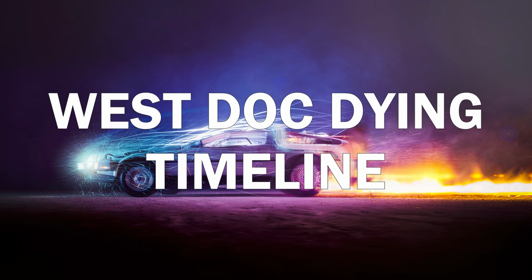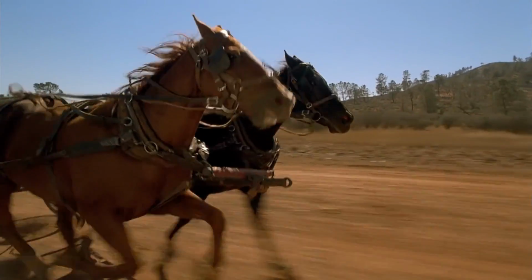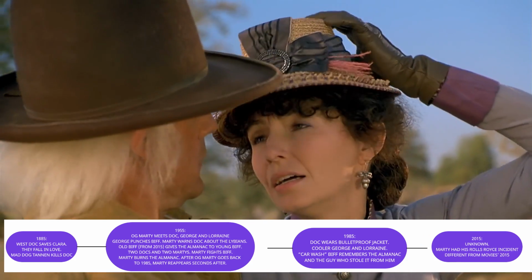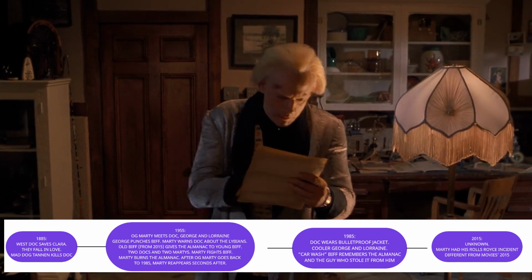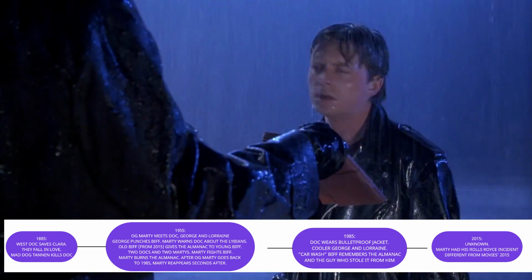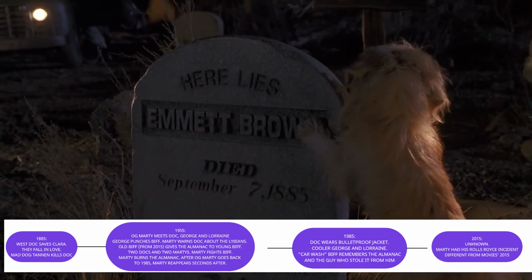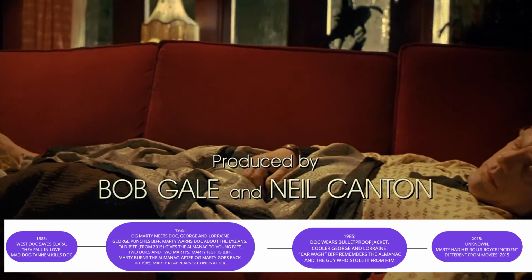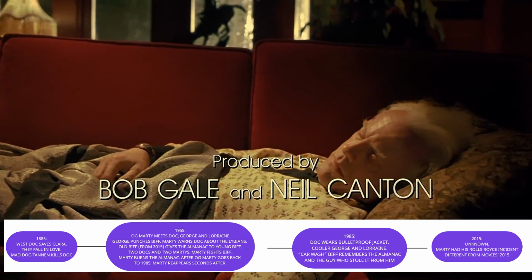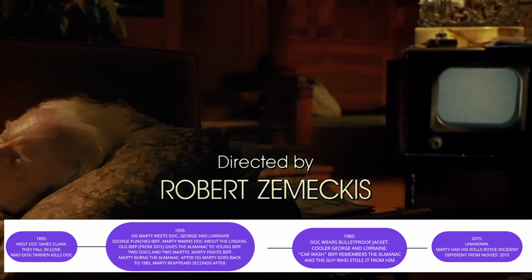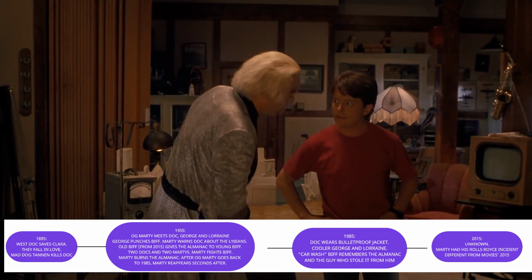West Doc dying timeline. After being struck by lightning, Doc goes into the past. He saves Clara. He writes the letter for Marty, given to him by the Western Union guy. But he's killed by Mad Dog Tannen. In the same timeline, 1955's Doc is carried home by Marty, as we see in Back to the Future 3 opening, and speaks with him about everything that happened.